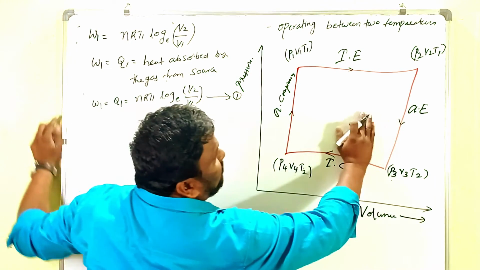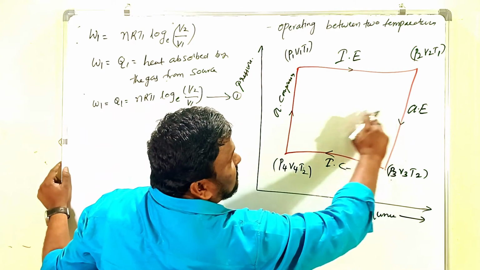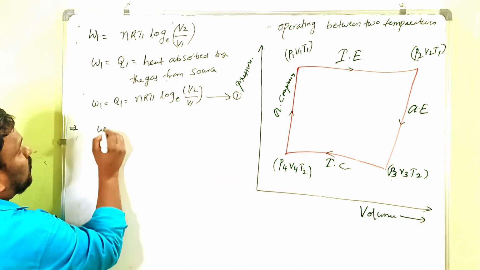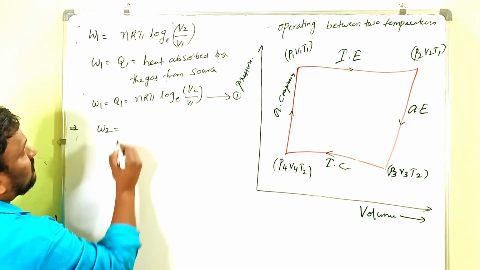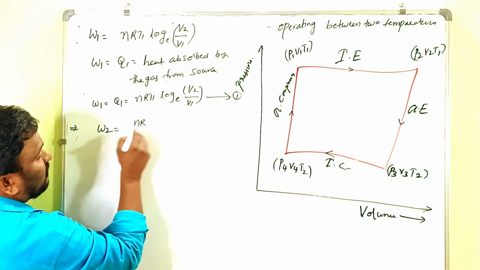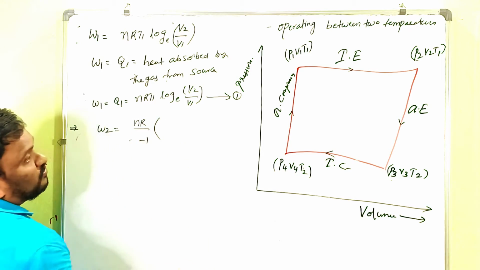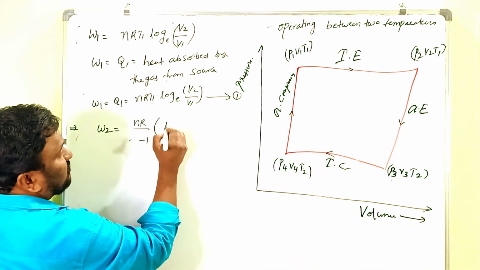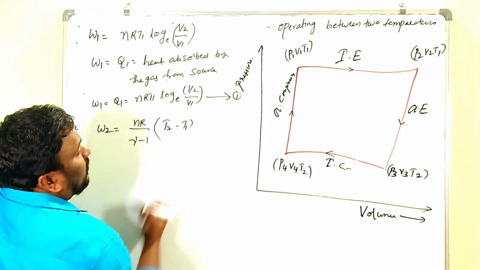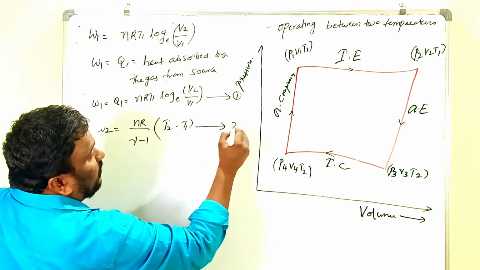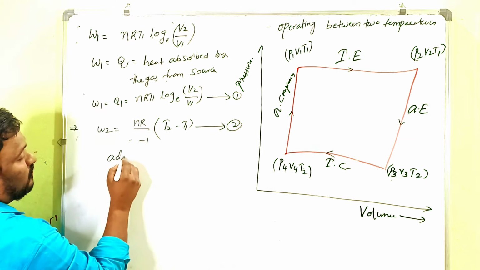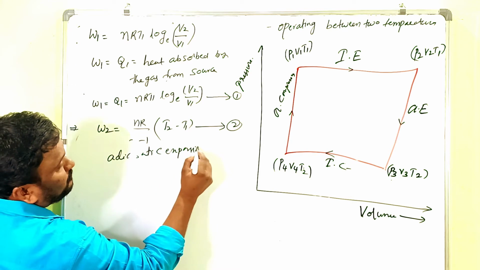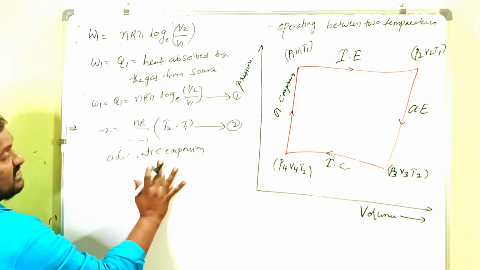And now in the second step, adiabatic expansion, the amount of work done is nR by gamma minus 1 of the temperature change, T1 minus T2, that is, minus of T2 minus T1. This is the work done by the gas in adiabatic expansion.